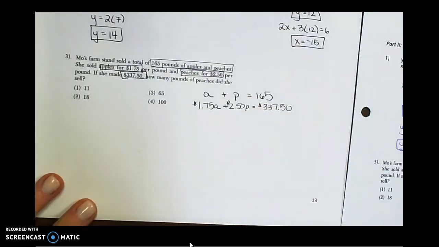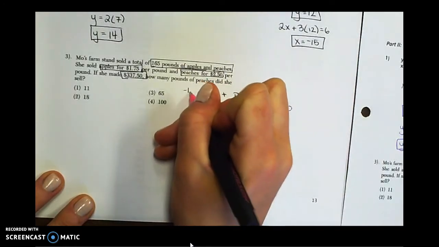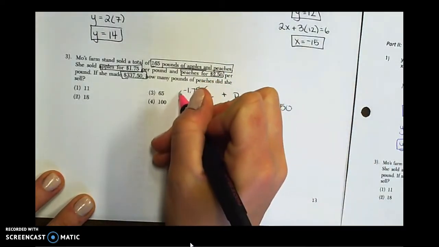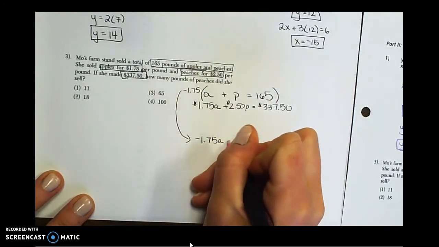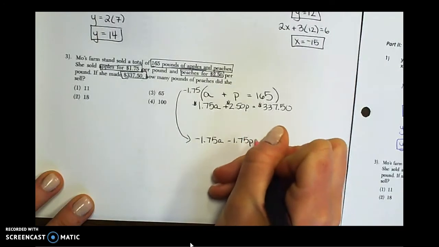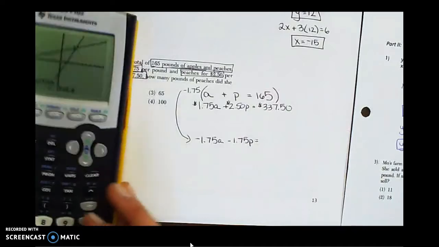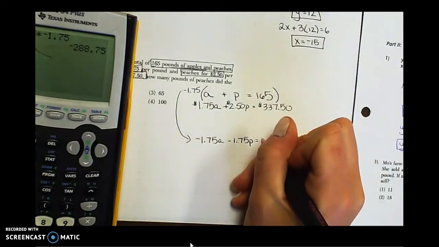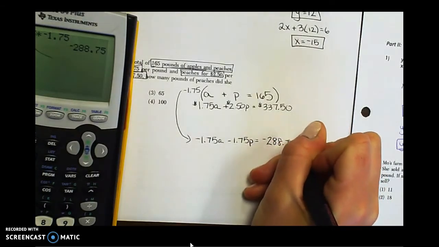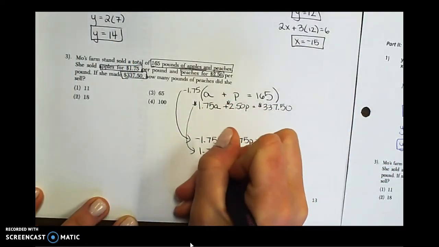So I'm going to use elimination here. I'm going to take my first equation, and I'm going to multiply by negative 1.75. When I do that, I'm going to rewrite it down here. So I'm going to get a negative 1.75a minus 1.75p equals, well, let's go ahead and use our calculators. So 165 times a negative 1.75, and we're going to get negative $288.75.